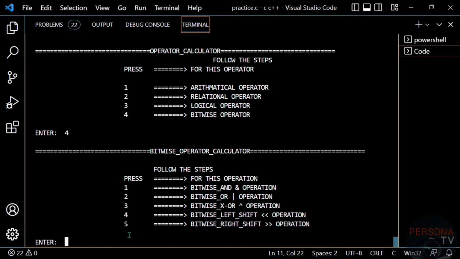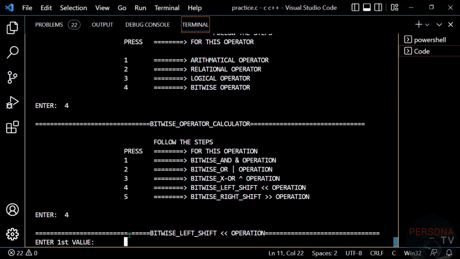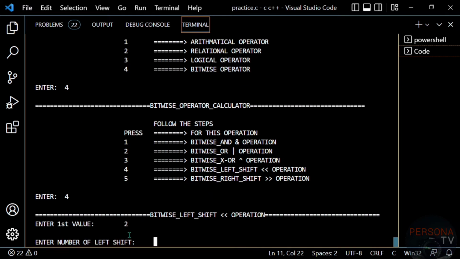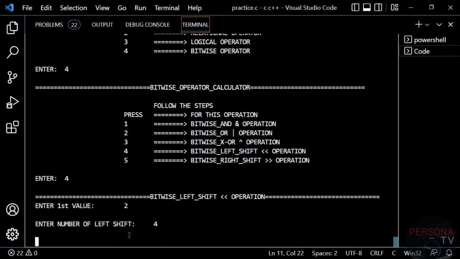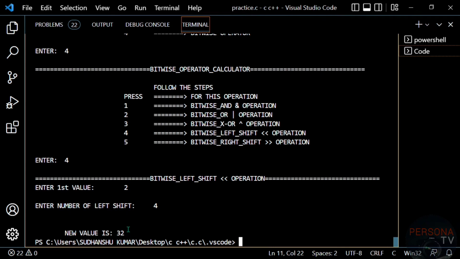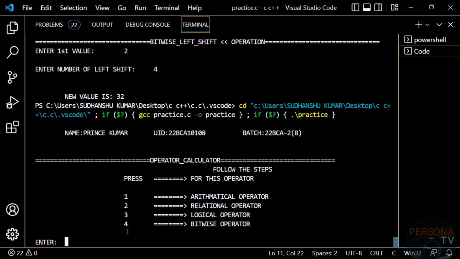Fourth part. I'm going to shift the binary of 2 by 4 times. The value is increased. Alright, again run this program. Fourth part.